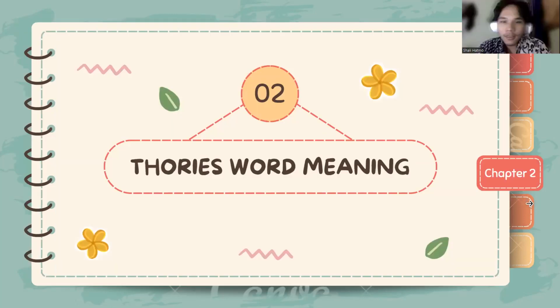Okay, that's the example of semantics. And the next materials will be explained by my friends. Okay, everyone. The next material, I will explain about the theories of word meaning.